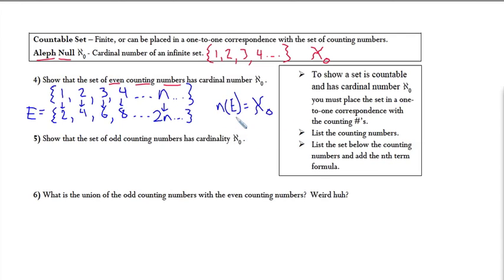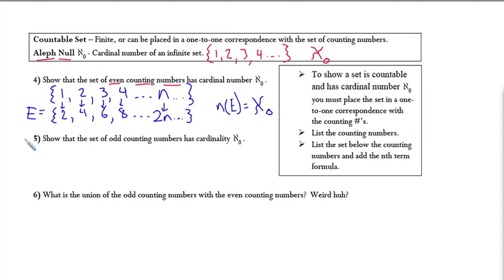Okay, just like this. When you work out your problems, this is what I want to see. I want to see the counting numbers with the n. I want to see the set in question placed directly beneath with its nth term formula. I want to see the arrows for the one-to-one correspondence. And then I want to see this: the number of elements in the set is Aleph-Null.